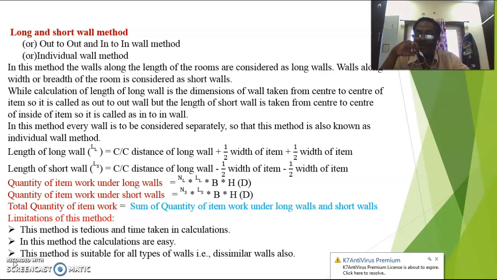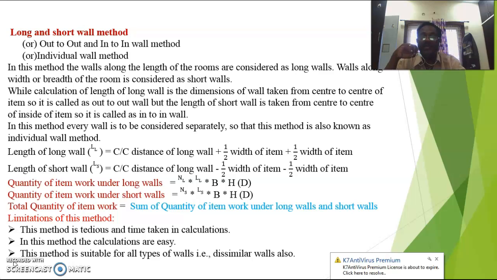The quantity of an item of work is calculated using the formula: number of long walls, NL, into LL, the length of the long wall, into B, the breadth of the item, into H, the height, depth or thickness of the item of work. Similarly, you calculate the quantity of the item of work under short walls. NS is the number of short walls, LS is the length of the short wall, B is the breadth of the item, and H is the height, depth or thickness of the item. Here, breadth and thickness, or breadth and height, or breadth and depth, are similar for long walls as well as short walls.